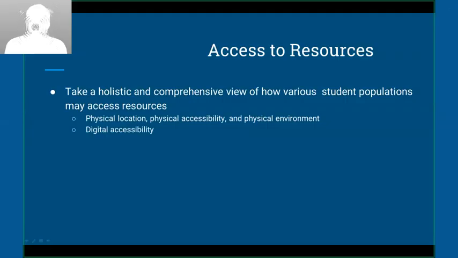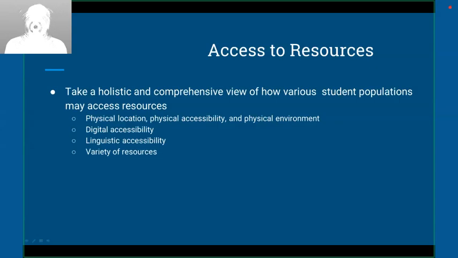Digital accessibility: information available on websites, and certainly on mobile devices. Are those going to be accessible to students who may have a disability or a visual impairment? Making sure that information is also accessible in a variety of formats to everybody. And then linguistic accessibility: are materials available in different languages that might be relevant to the student population?